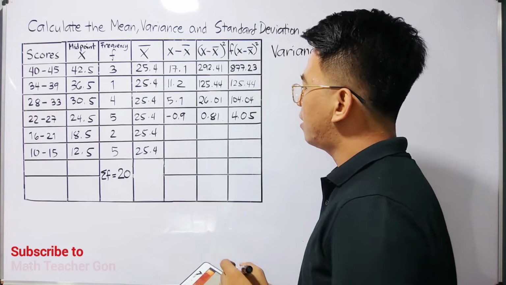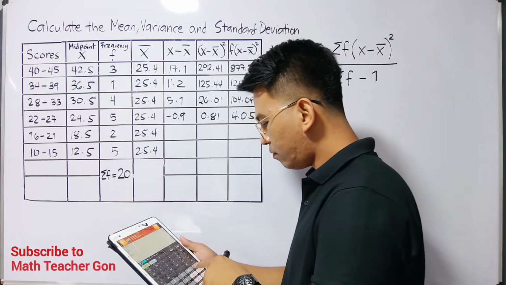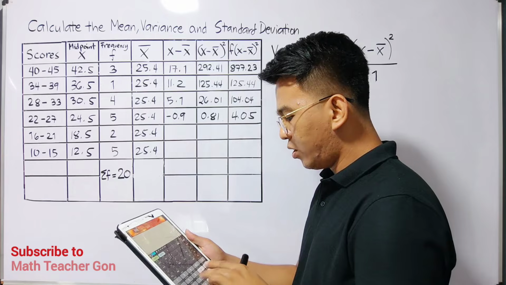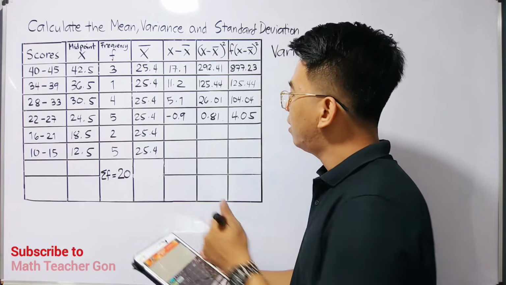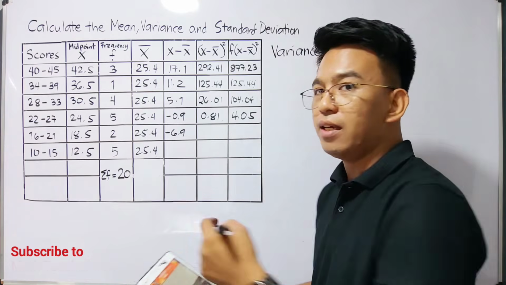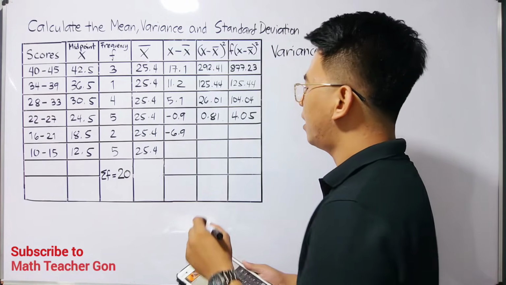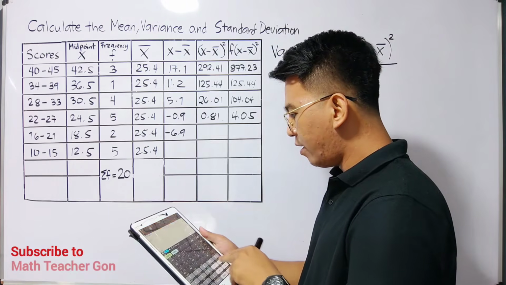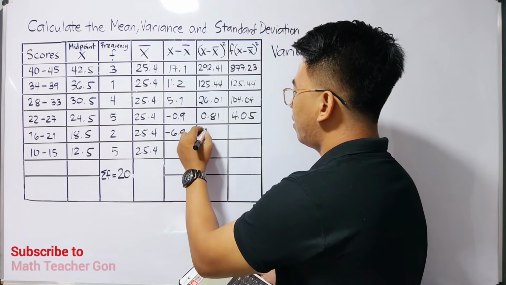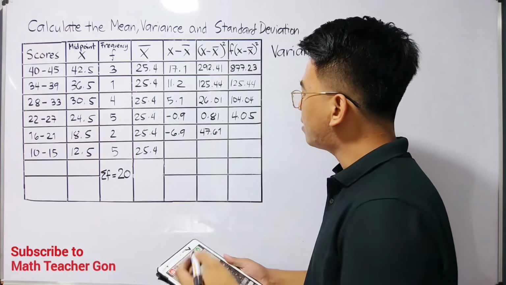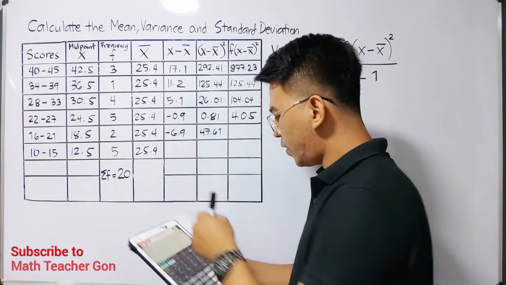Next, ito naman, 18.5 minus 25.4, tama? That is negative 6.9. Kailangan tama itong column nyo kasi tinitignan din ng mga teacher yan. Next, ito naman, i-square natin yung answer natin. Square, that is 47.61. Okay? Next, multiply this by the frequency which is 2.